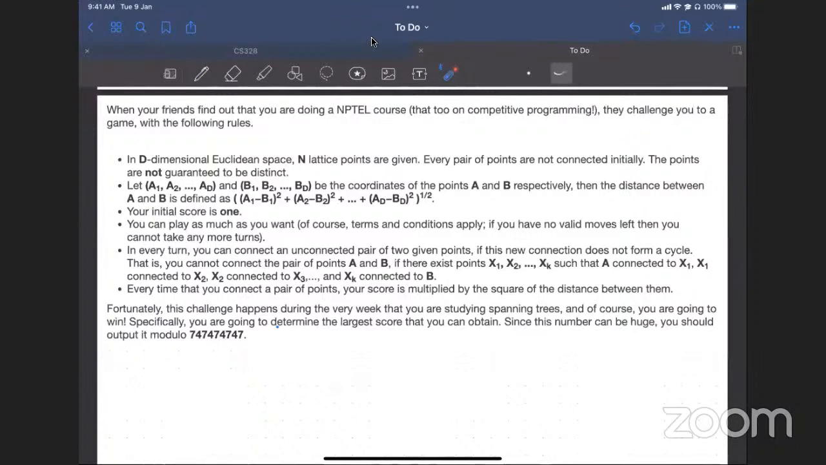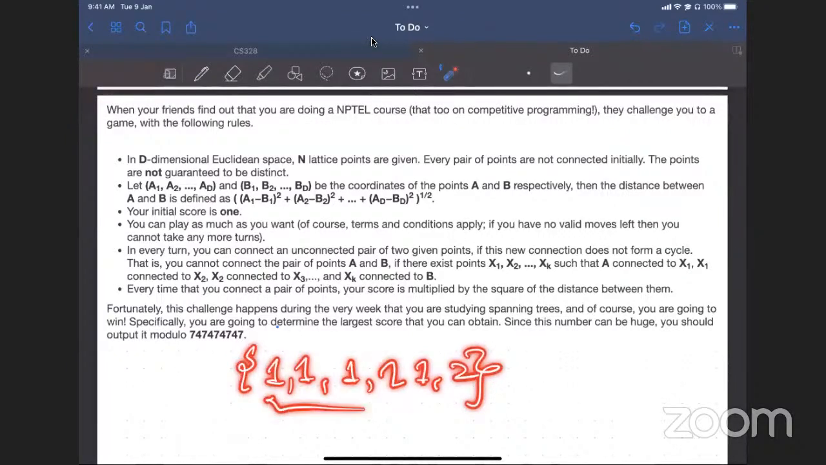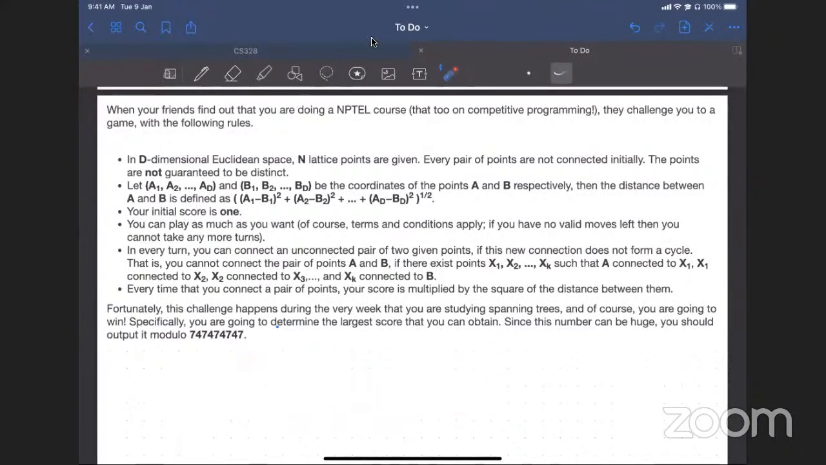In some sense, you can say that some points will be on the same coordinate, and this is a different point. This is just the definition of how you calculate Euclidean distance for a d-dimensional space. And your initial score is 1.